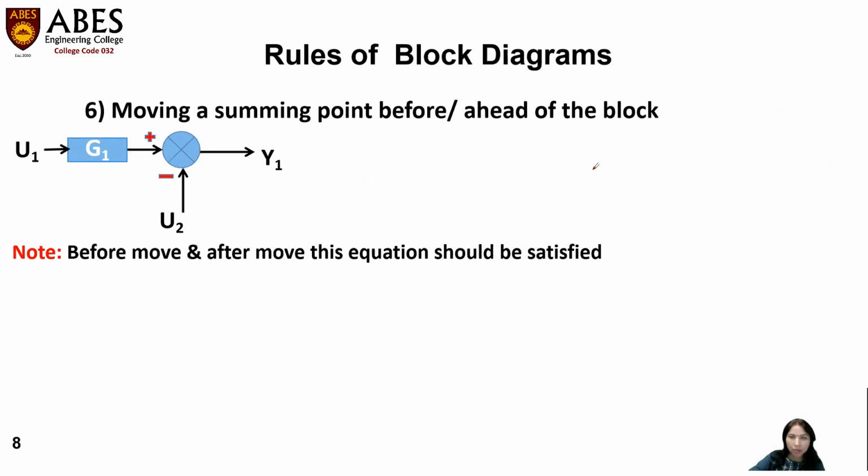Now we'll see rule number 6. Rule number 6 is moving a summing point before or ahead of the block. We are saying ahead of the block, right? You can say before the block also. So presently this summation point is after the block. Now I want to move this point before the block, or ahead of the block. So what I have to do here: again I'm drawing this summation point. I have moved it before the block.